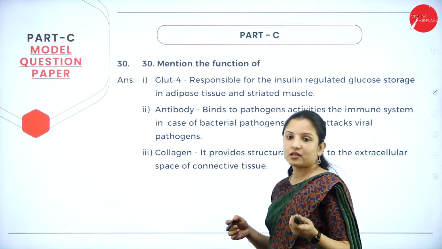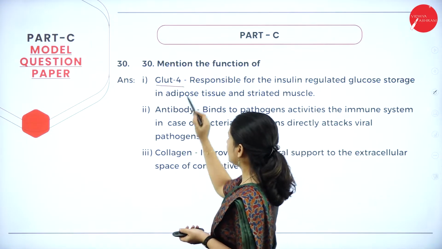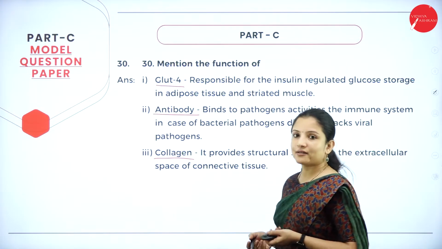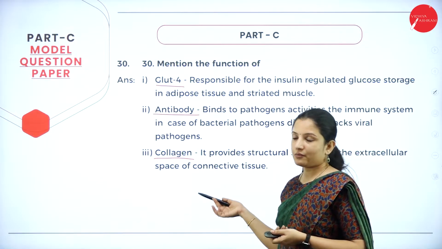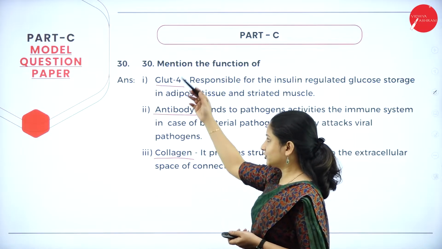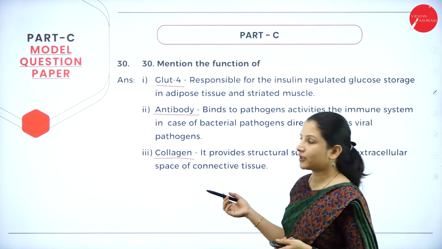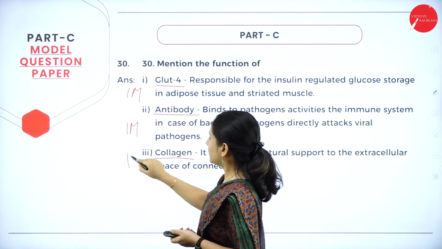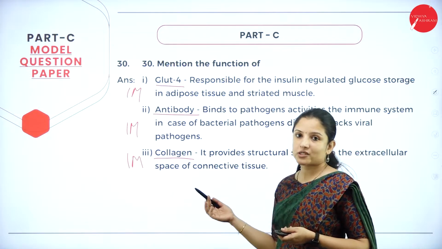Next, moving on to the next question. Here also they have split the question into 3 sub-questions. Mention the function of GLUT4, antibody and collagen. So for these 3, you write just their function, one function each, and it will fetch you 3 marks. If you forget one function but know the rest 2, you will get 2 marks. If you write all 3, you will get 3 marks, because here also it is divided as 1 mark, 1 mark and 1 mark. So that is how they can split the questions and ask.